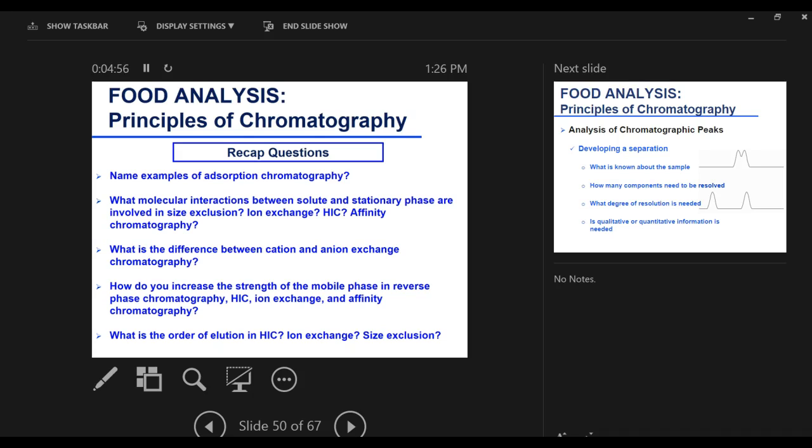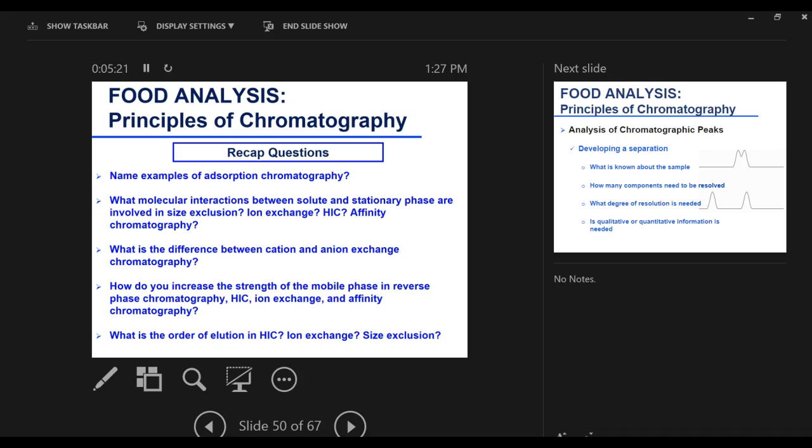Alice? Yes, and there's hydrophobic interaction, ion exchange. Okay, so hydrophobic interactions, so that means hydrophobic interaction chromatography, affinity chromatography, ion exchange chromatography, they are all forms of adsorption chromatography. Perfect.